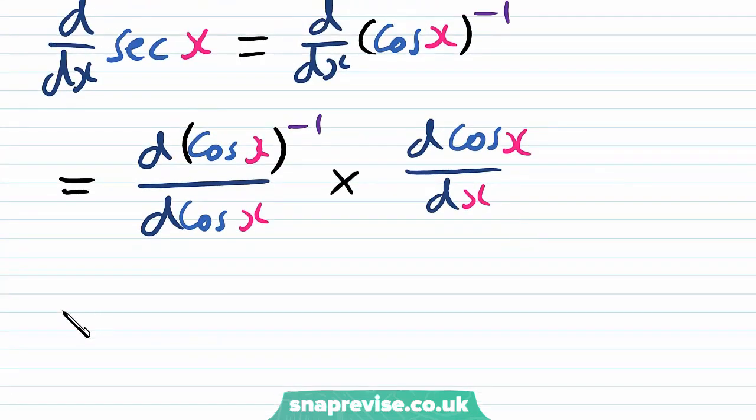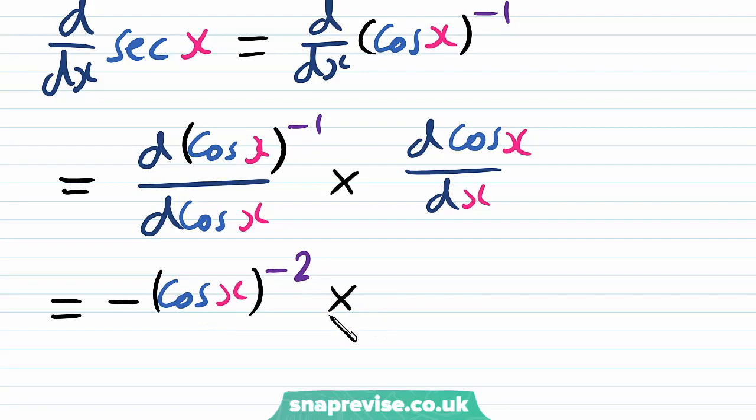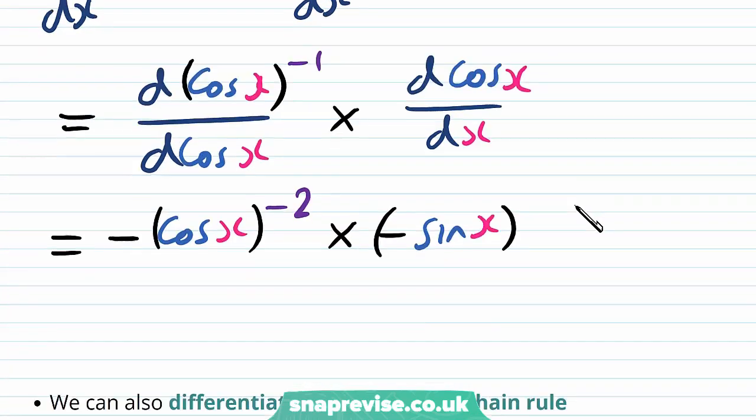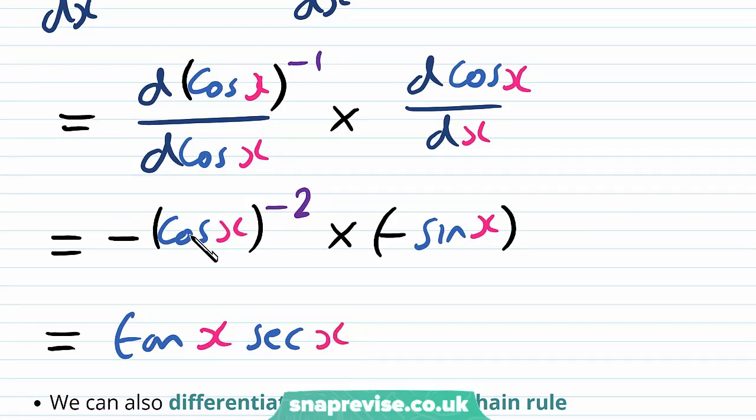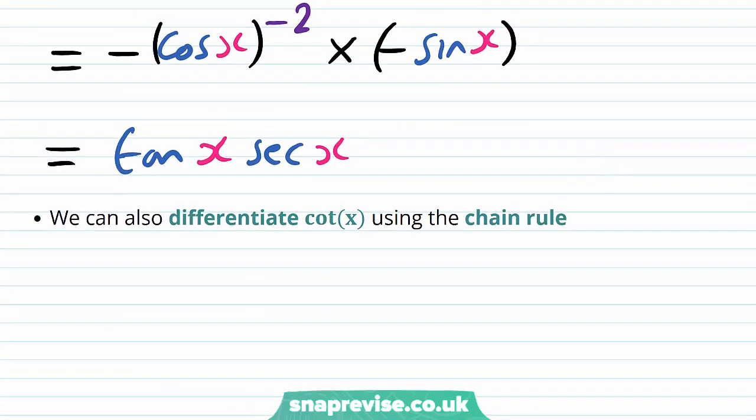And so for the first one, we get a minus cos of x to the power of minus 2, and then we get another minus from the d cos of x, sine x, because we get a minus sine of x. We can instead write this as the tan of x multiplied by the sec of x, firstly because the minuses cancel out, and then we can bring one of these cos of x to the power of minus 1s with the sine of x to give us our tan of x, and the last one gives us our sec of x. We can also differentiate cot of x using the chain rule.